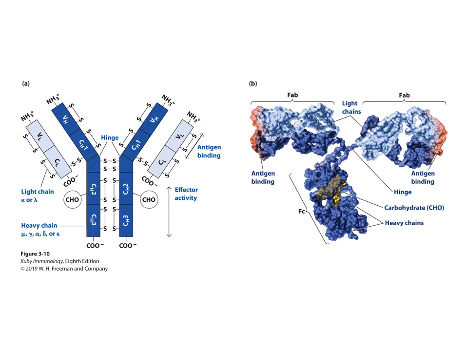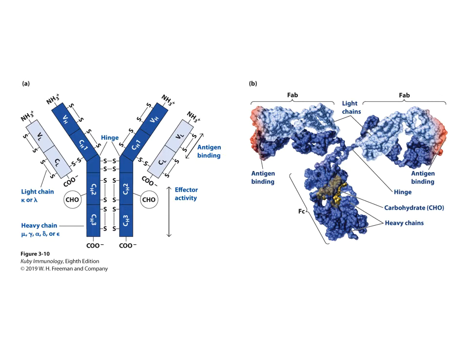Okay. So it's important to keep in mind that the variable region at the end or the top of our antibody is where the antigen is going to bind. And so this is the area that changes and lends to being specific to a specific antigen.